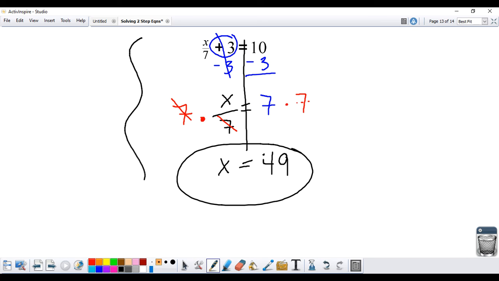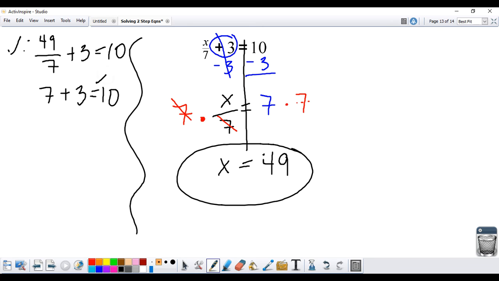And again, if you weren't quite sure, you could do a quick check. See if 49 divided by 7 plus 3 is equal to 10. I know that 49 divided by 7 is 7, and then 7 plus 3 is 10. So I know that my answer of X equals 49 is correct.